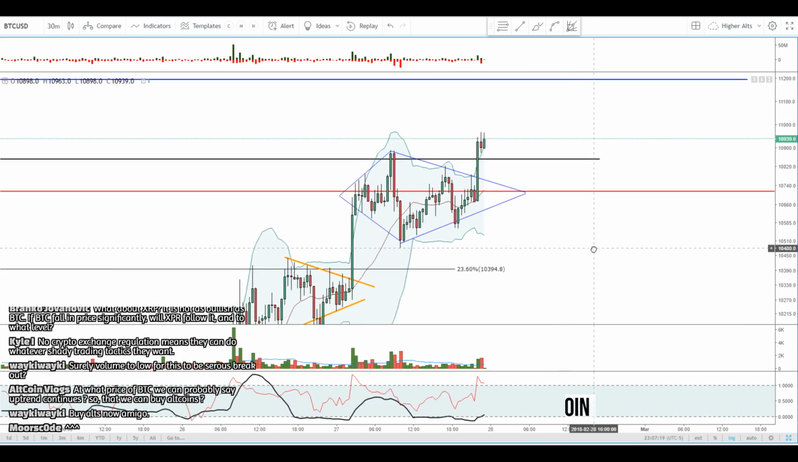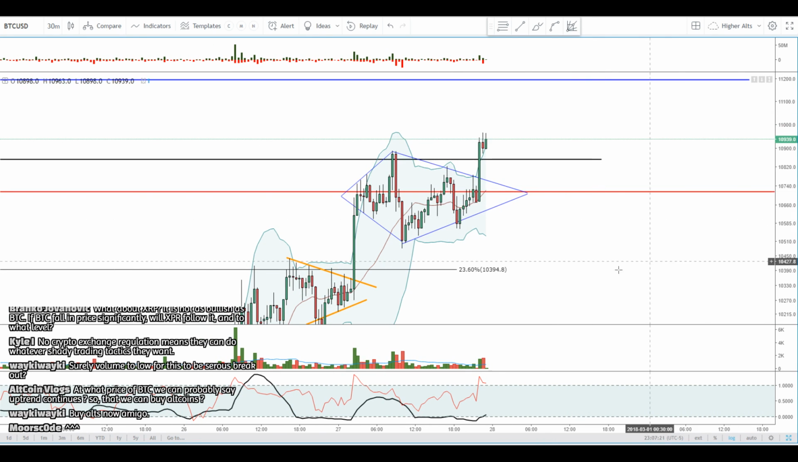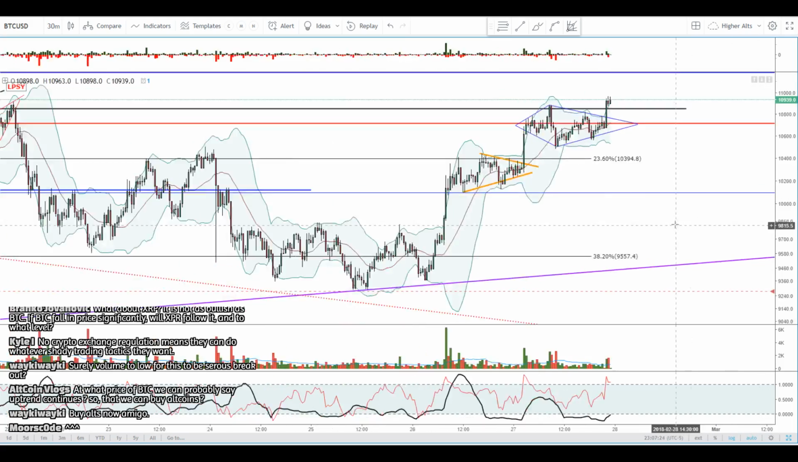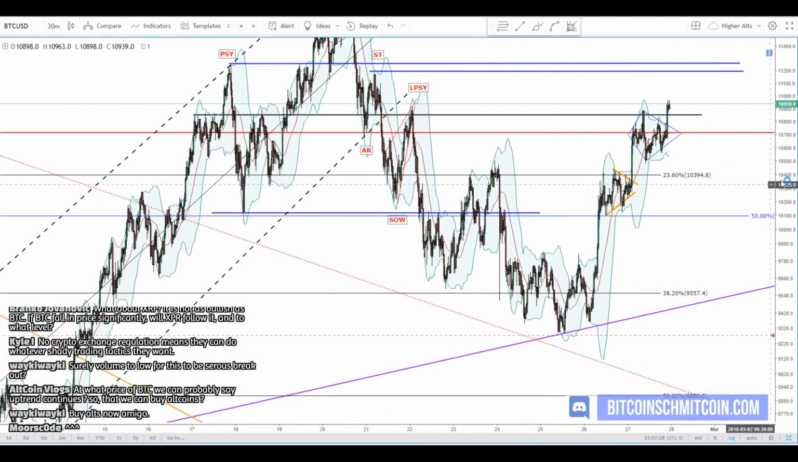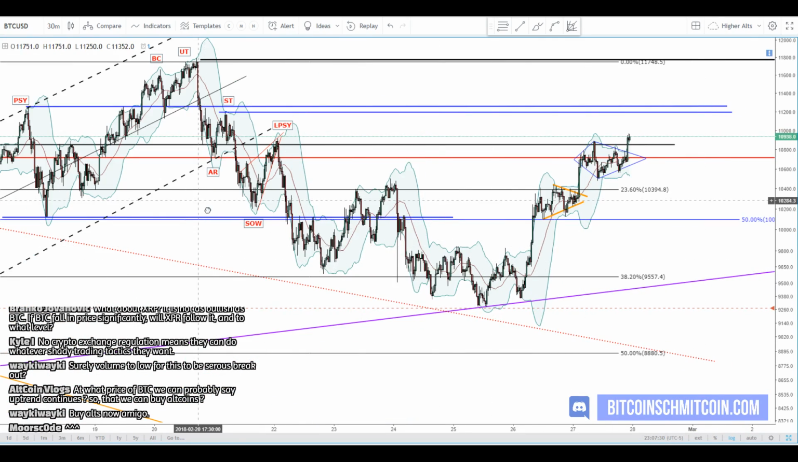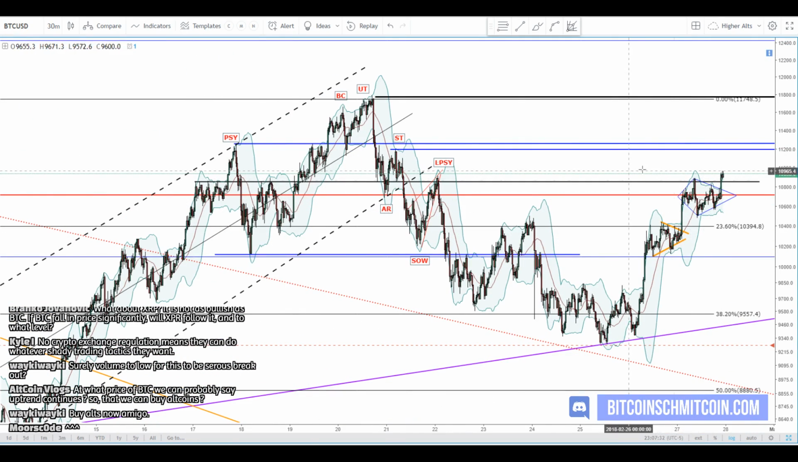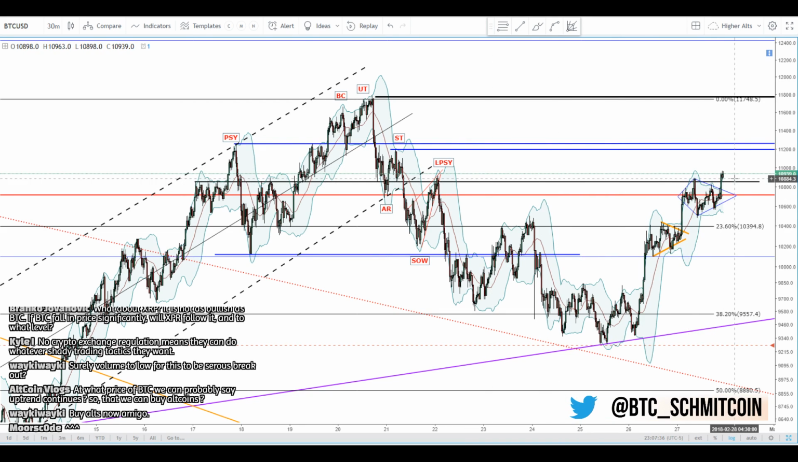I think this is about as high as it goes, because I believe that we're in the last point of supply for this distribution trading range. It's not really making a new high here. It's barely poking above it. I think this is about as high as we go, maybe to this blue line, but I don't even think it goes that high.